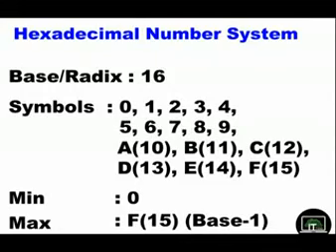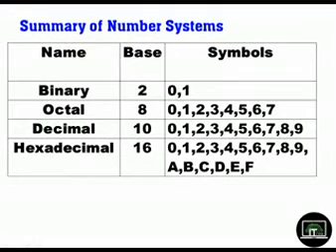15 is F. So then the symbols for hexadecimal numbers are 0, 1, 2, 3, 4, 5, 6, 7, 8, 9, A, B, C, D, E and F. Minimum number will be 0, maximum will be F, which represents the value of 15. The hexadecimal symbols again: 0 to 9, A, B, C, D, E and F.